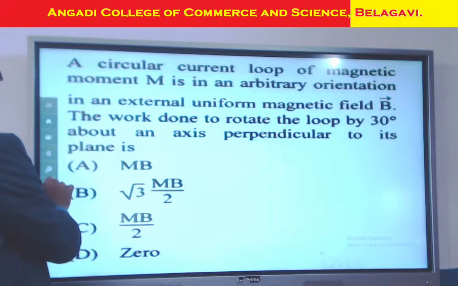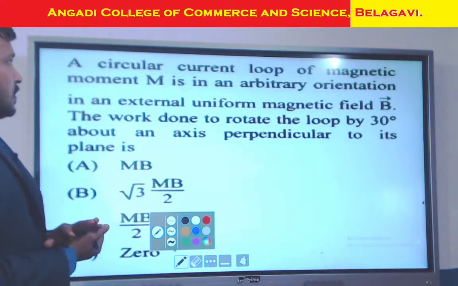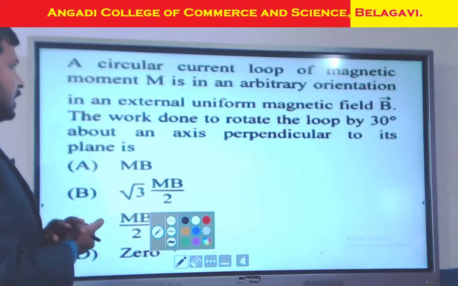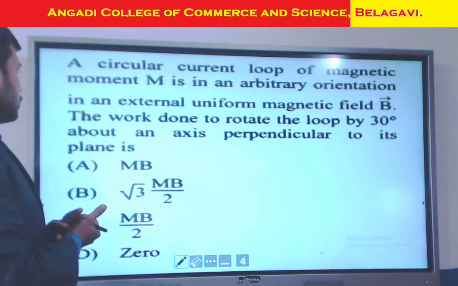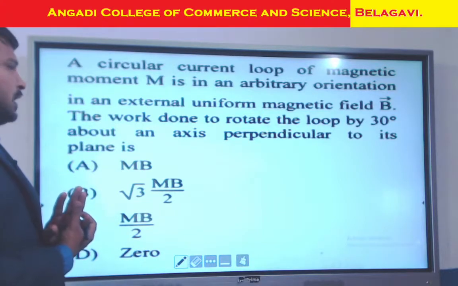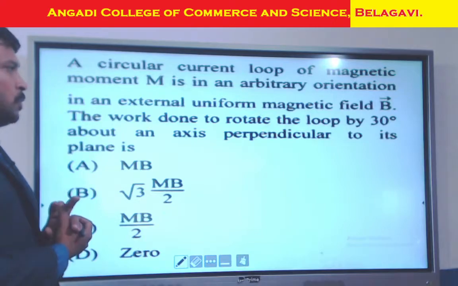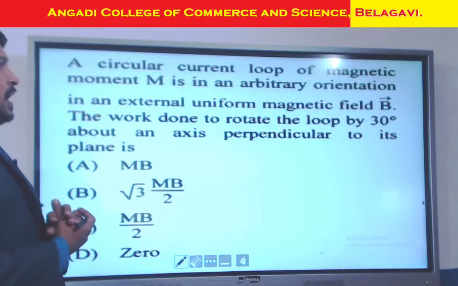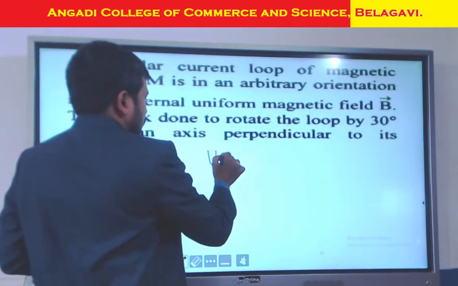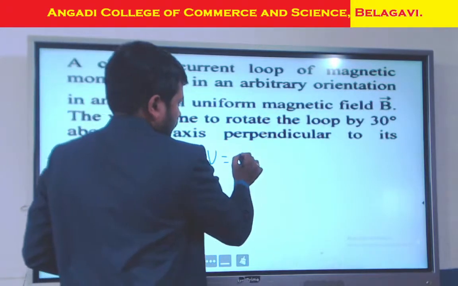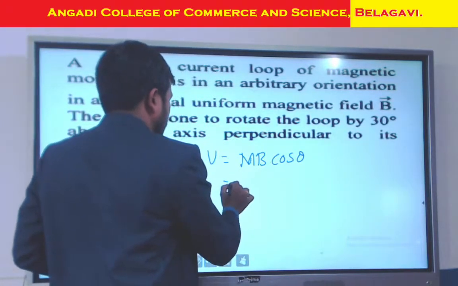Okay, next one. A circular current loop of magnetic moment M is in an arbitrary orientation in an external uniform magnetic field B. The work done to rotate the loop by 30 degrees about an axis perpendicular to its plane. Students, I will use the formula U equals MB cos θ.